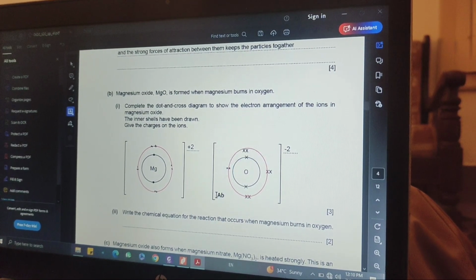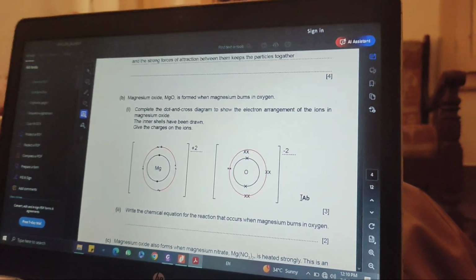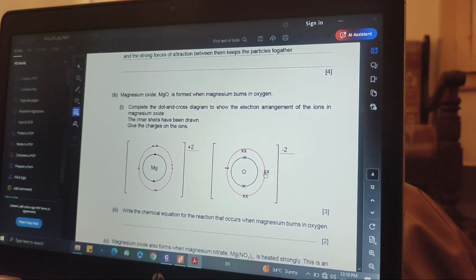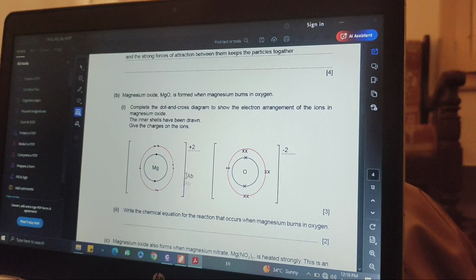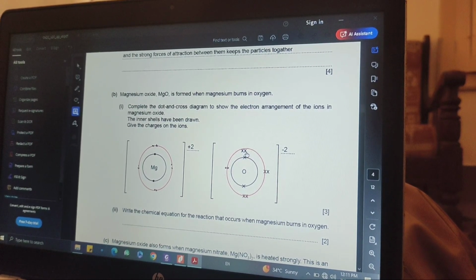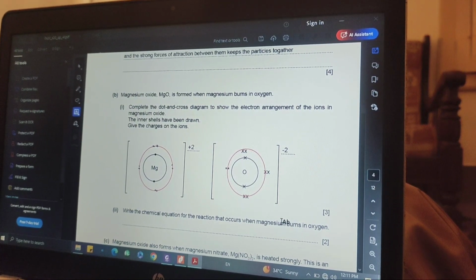Okay. I hope you understand the whole part. So from 3 marks, 1 mark is for drawing the shells correctly, the second mark is for providing the correct representation of the dot and cross structure, and the third mark is for providing the charges.